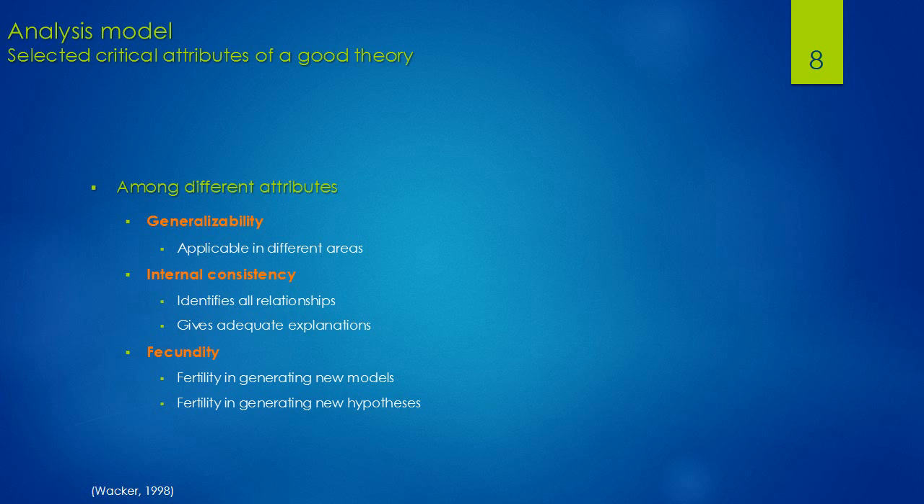Selected attributes of a good theory among different attributes are generalizability, which means the theory is applicable in different areas. Internal consistency, that means the theory identifies all relationships and gives adequate explanations. And fecundity, which means the theory is fertile in generating new models and hypotheses.